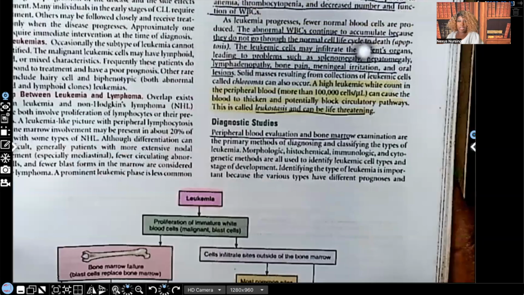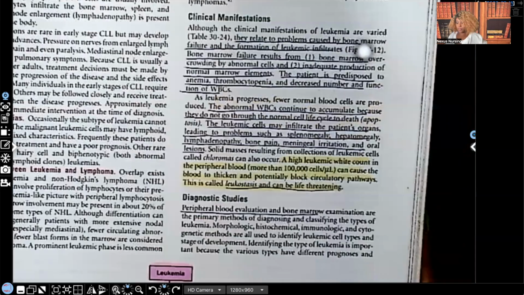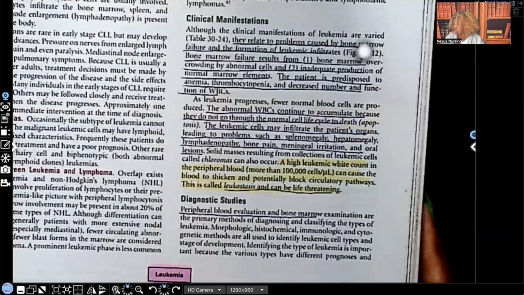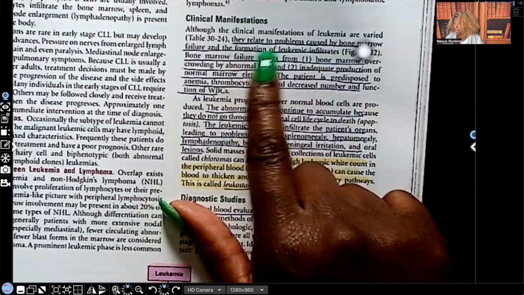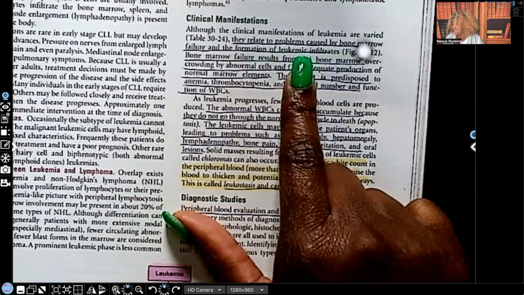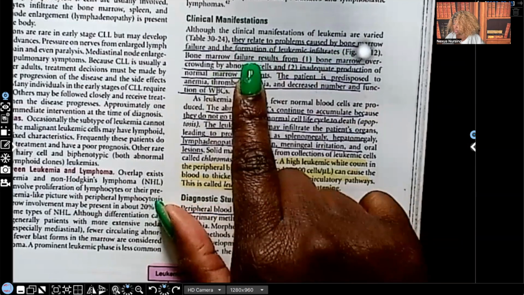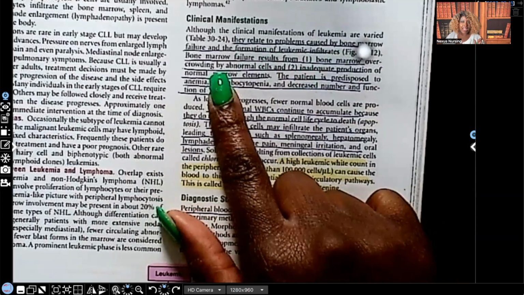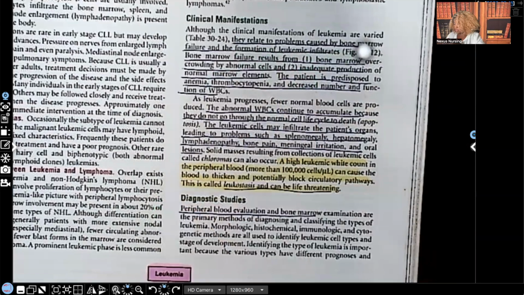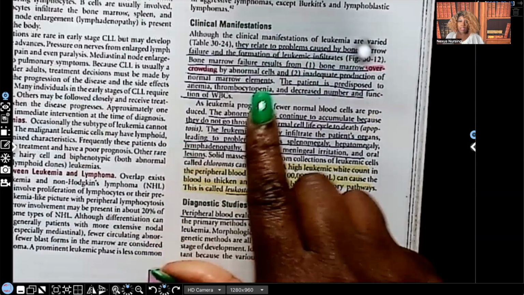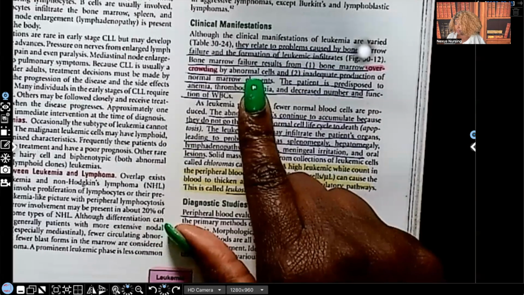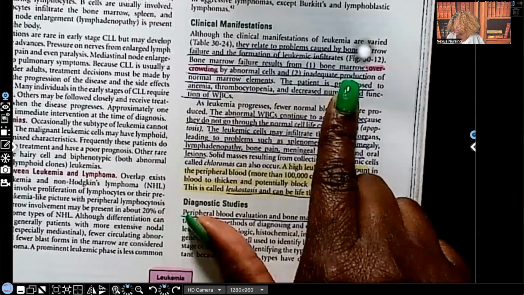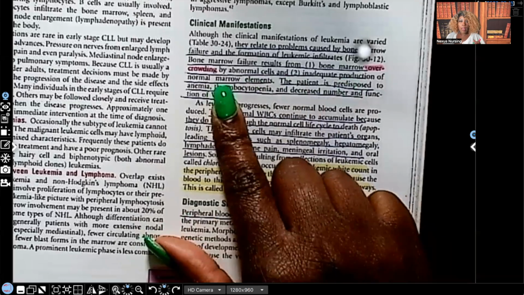Clinical manifestations, signs and symptoms. All right, clinical manifestations relate to the problems caused by bone marrow failure and the formation of leukemic infiltrates. Bone marrow failure results from one, the bone marrow, look at that, guys, overcrowding by abnormal cells, which means there's no room for the actual good cells that are functioning. And two, inadequate production of normal marrow elements.